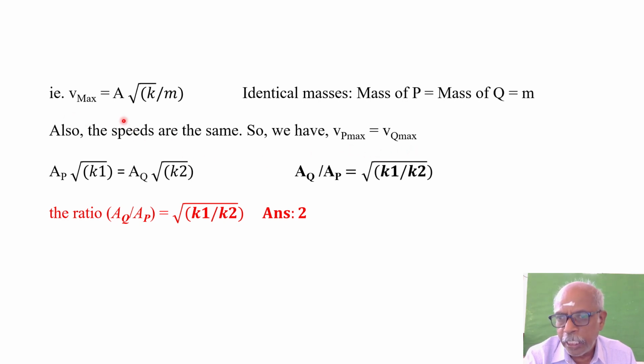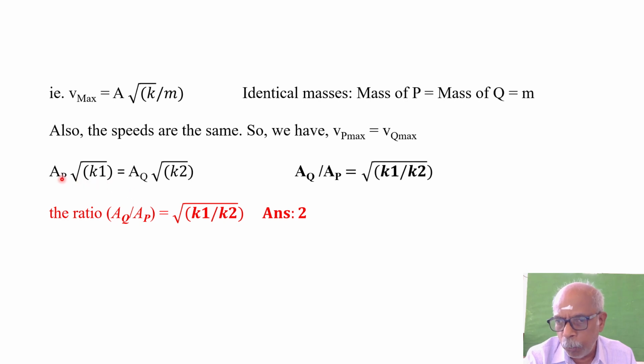That means AP into square root of K1 is equal to AQ into square root of K2, because M is the same for both P and Q, and Vmax is also the same for both. That is why we write here AP into square root of K1 is equal to AQ into square root of K2.